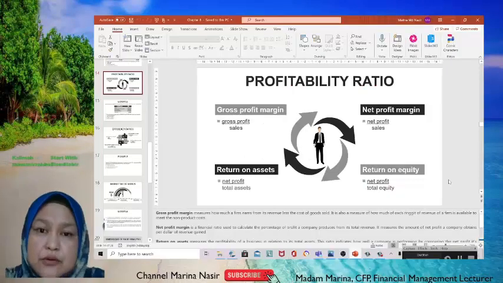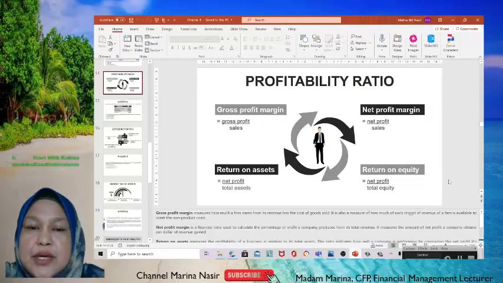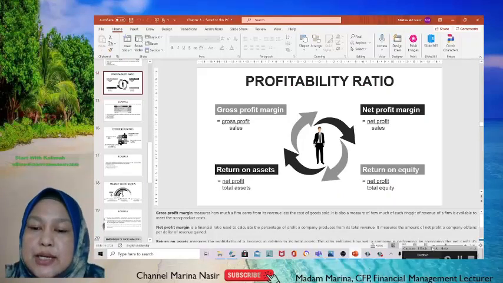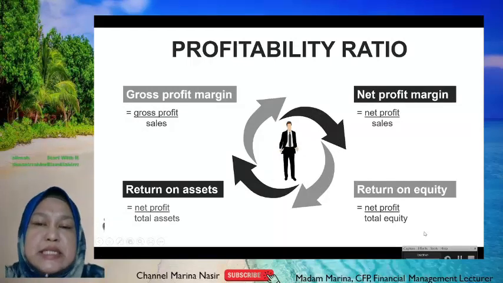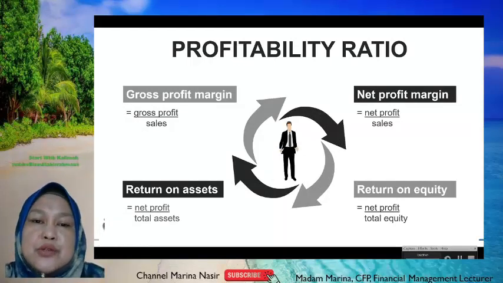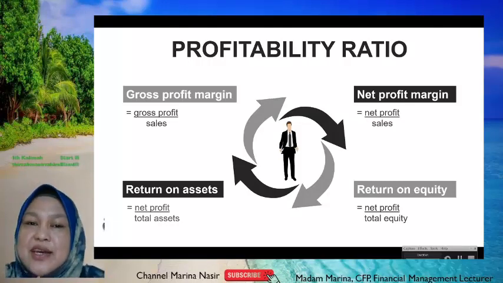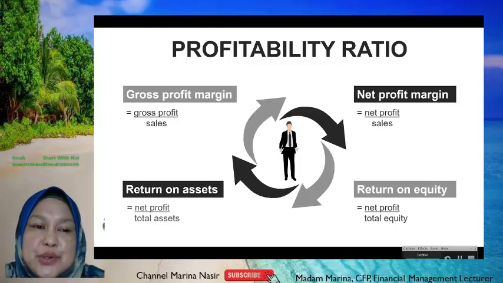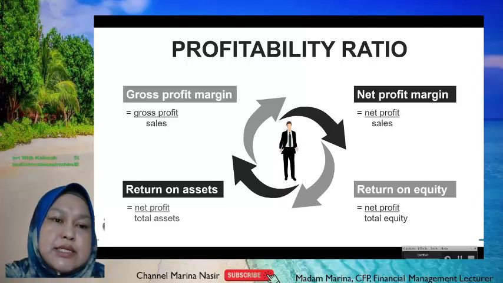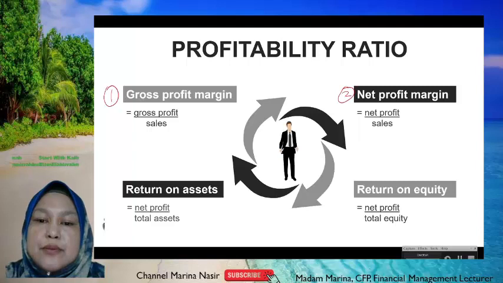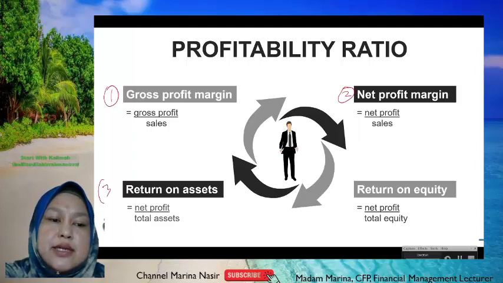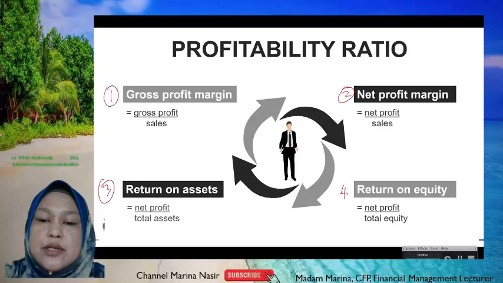expenses. Now for the profitability ratio, why do we want to analyze the profitability of the company? Because we want to know whether the company is making profit or loss. Under profitability ratio we have 4 ratios. The first one is gross profit margin. The second one is net profit margin. The third one is return on asset, and the last one is return on equity.